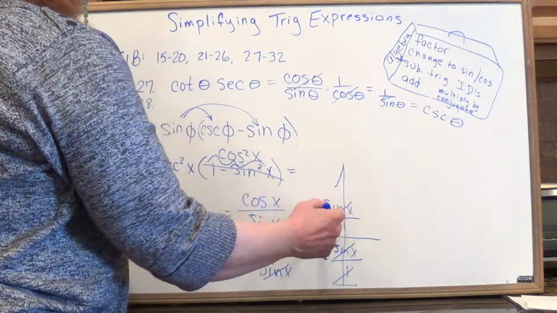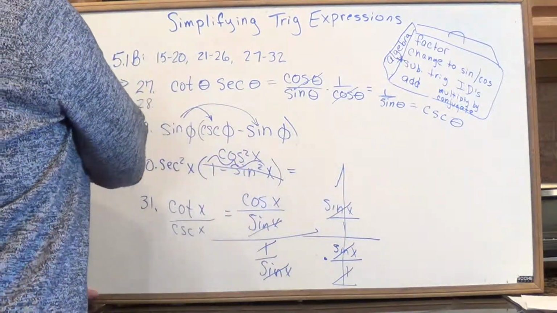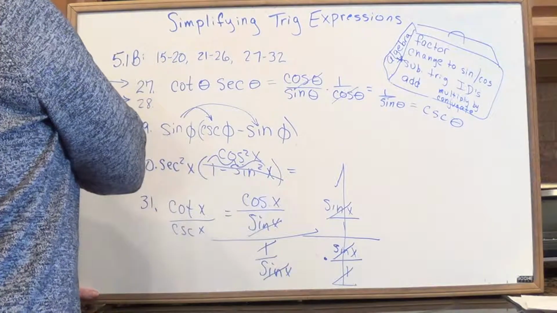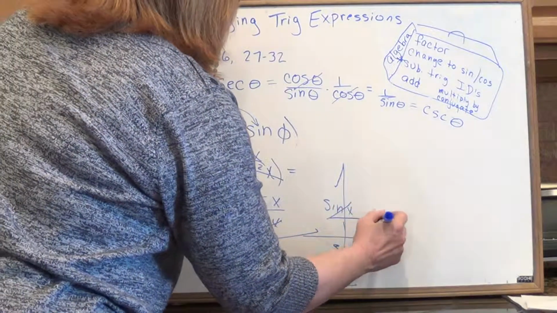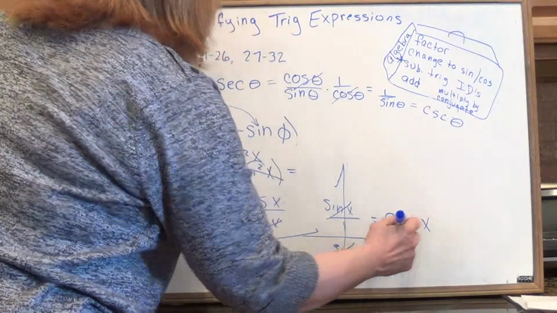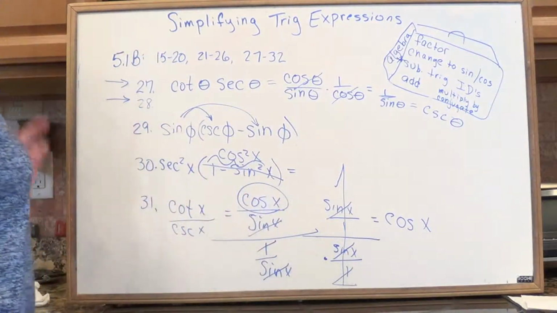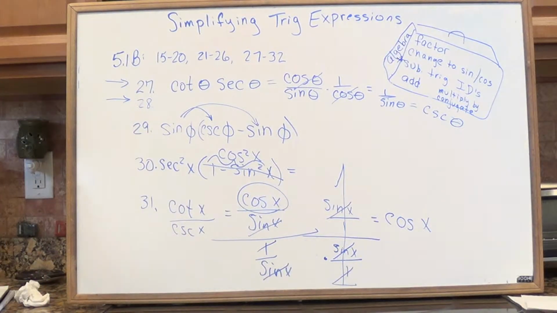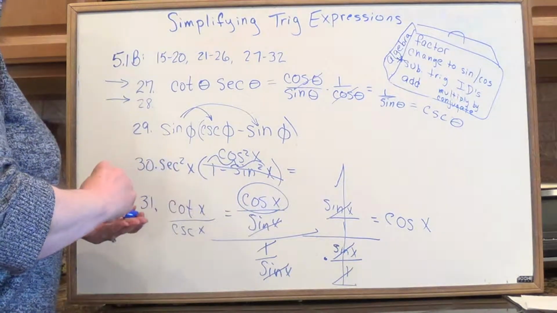Then we have sine x canceling out sine x like that. And on number 31, that leads us to the result of cosine x, floating around right there. Number 32 should be similar in nature. All right.